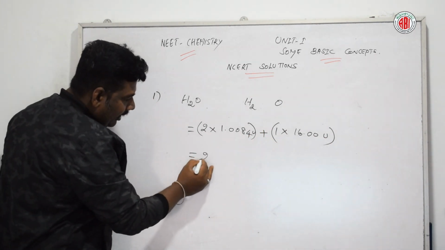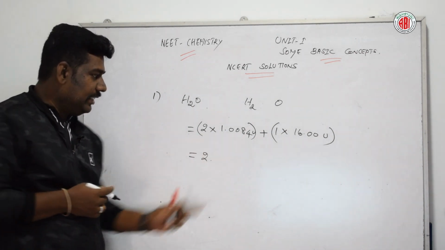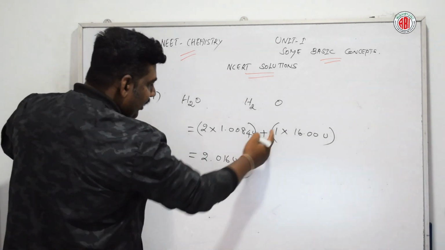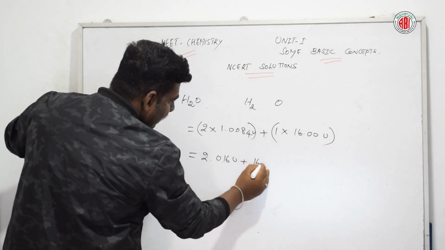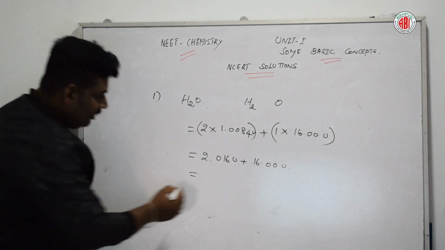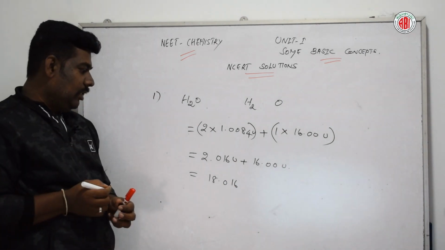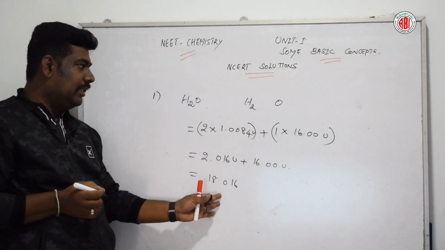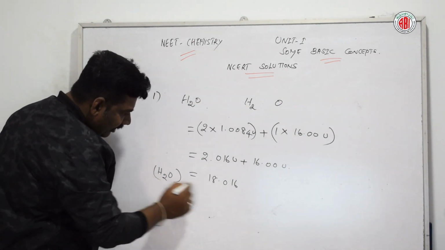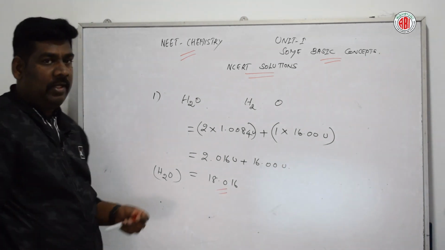Multiplying, 2 into 1.008 gives 2.016 atomic mass units. Similarly for oxygen, that is 16 into 1, which is 16 atomic mass units. Adding these two, we get 18.016. This is nothing but the molecular mass of water, 18.016. In this way we can find the molecular mass of water.